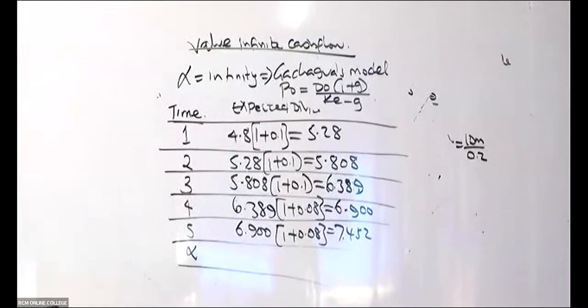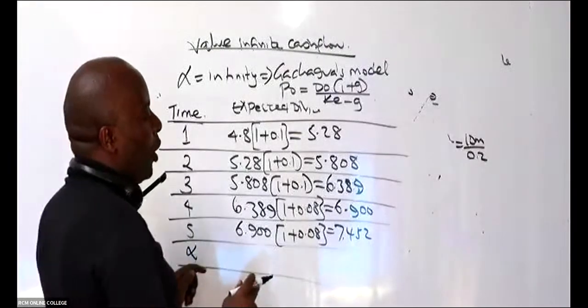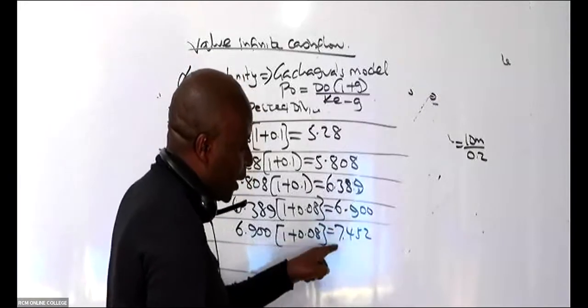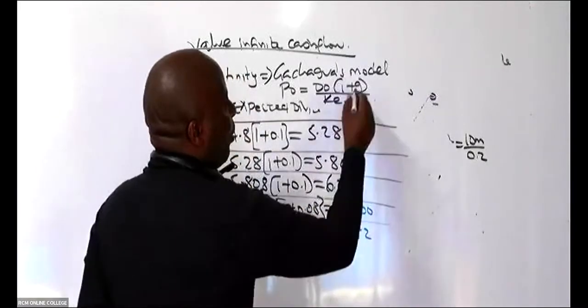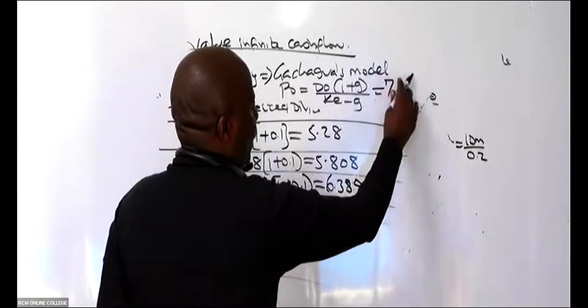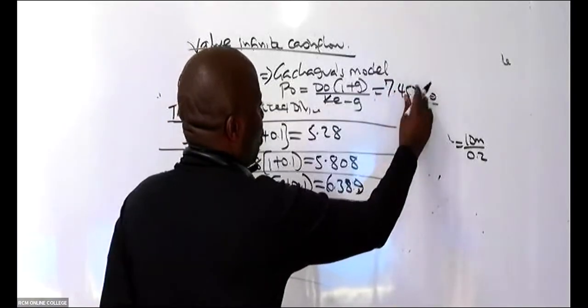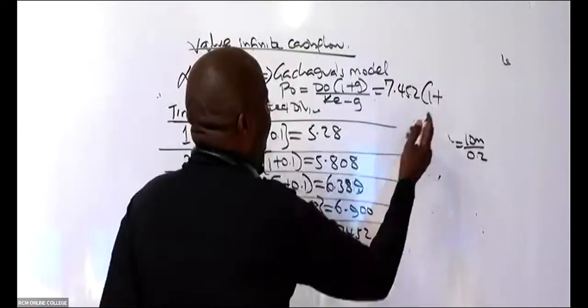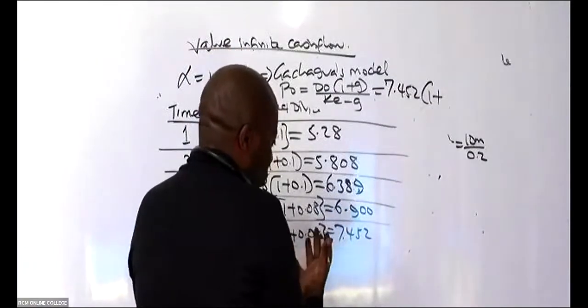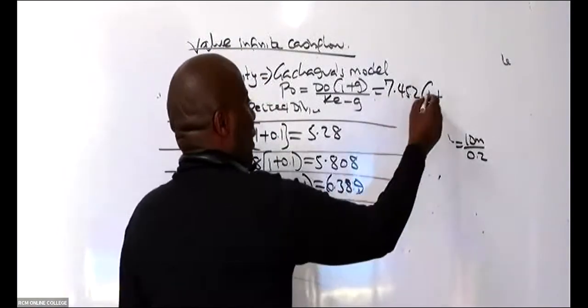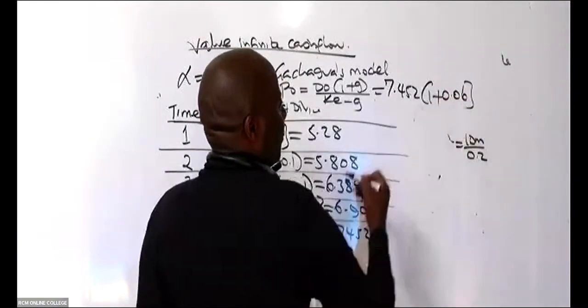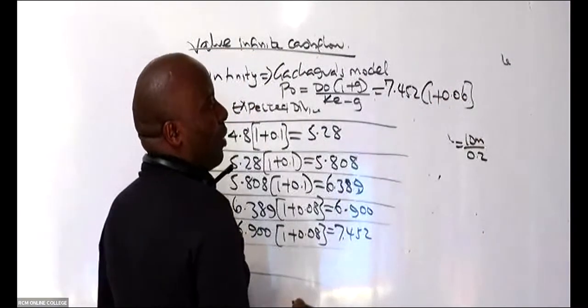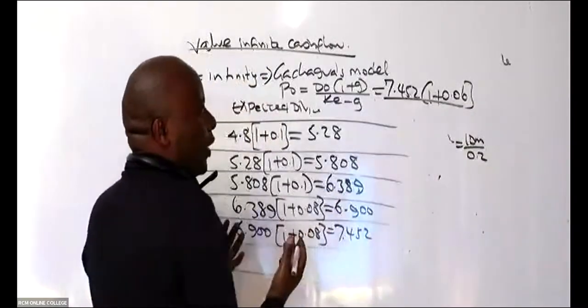Now, ladies and gentlemen, please listen. Our D0 will be our most current dividend. This dividend here, the most current dividend. So this will be 7.452 into 1 plus the perpetual growth rate. The perpetual growth rate is 0.06, all over the cost of equity.